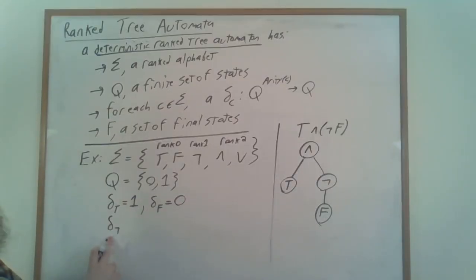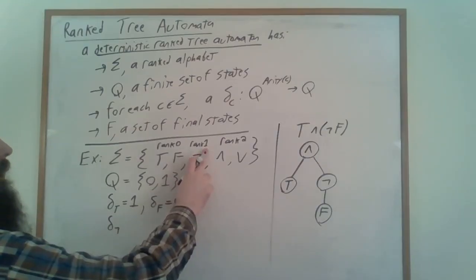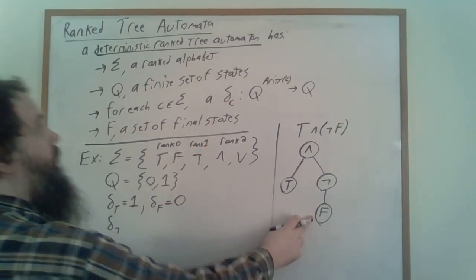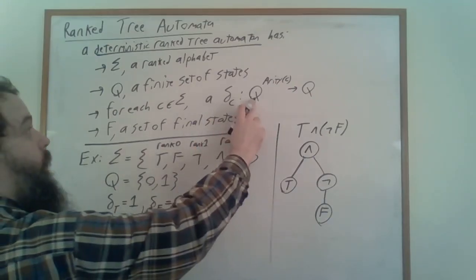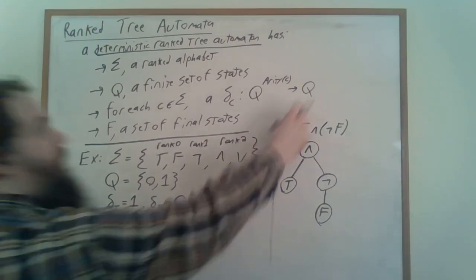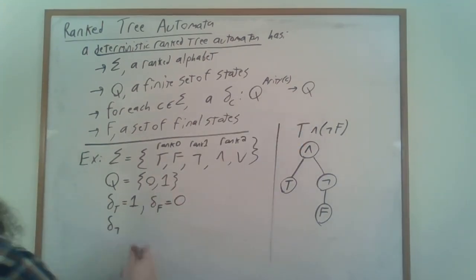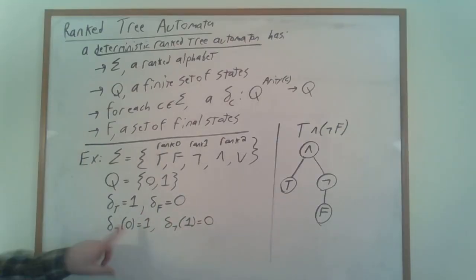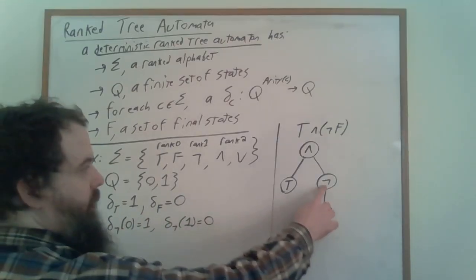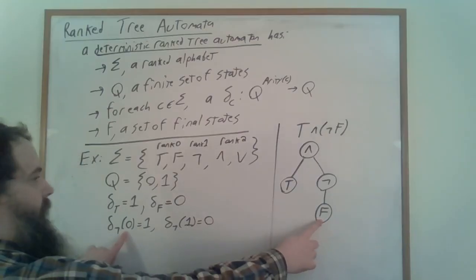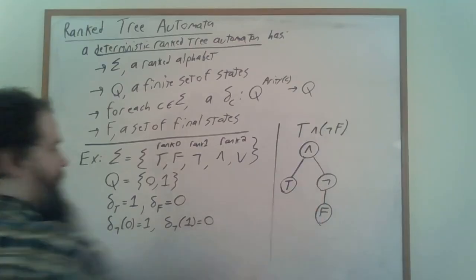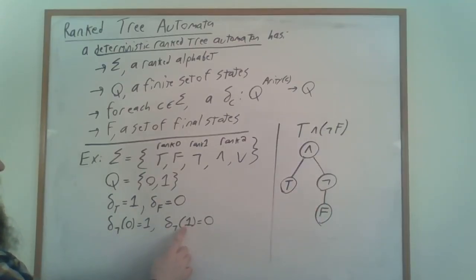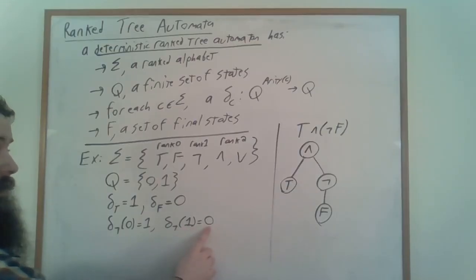Our negation symbol has rank 1. We expect it to have one child. And we're going to specify a transition function for it that takes in one element of Q and outputs one element of Q. In particular, if the child of our node corresponds to a false statement, then our node is going to correspond to a true statement. And if the child of our node corresponds to a true statement, then the negation is going to correspond to a false statement.